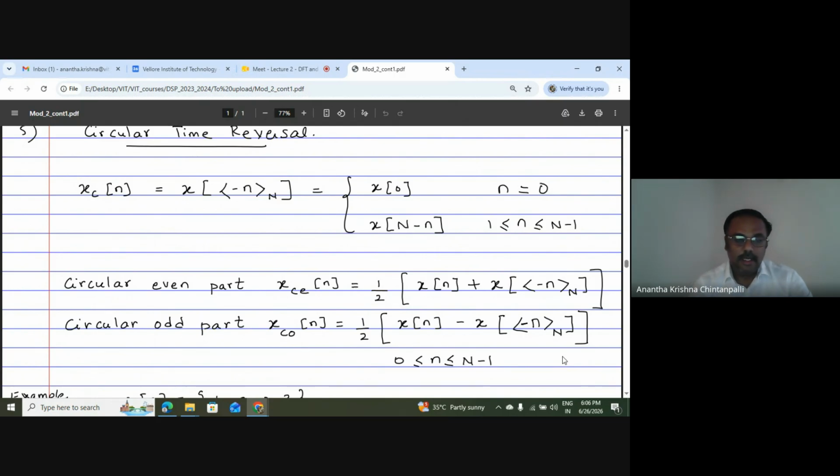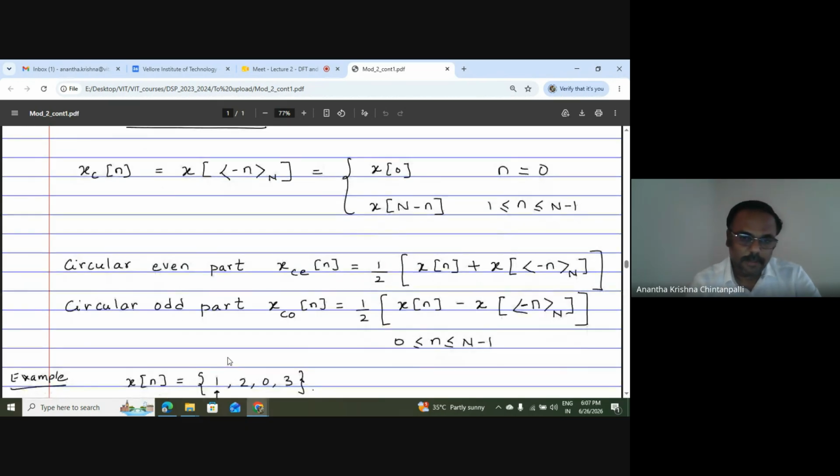Like a regular even part and odd part, we have a circular even part, which is given by x ce of n, nothing but half of x of n plus x of minus n modulo N. The circular odd part, which is x co of n, is nothing but half of x of n minus x of minus n modulo capital N. Instead of regular time reversal, you have a circular time reversal. That's why you get a circular even part and a circular odd part.